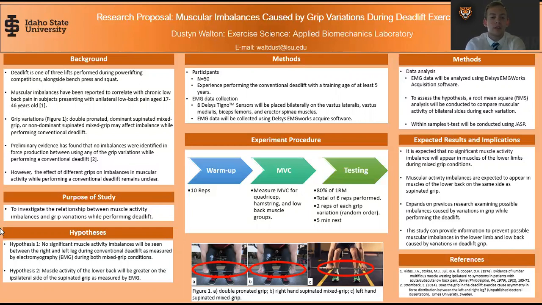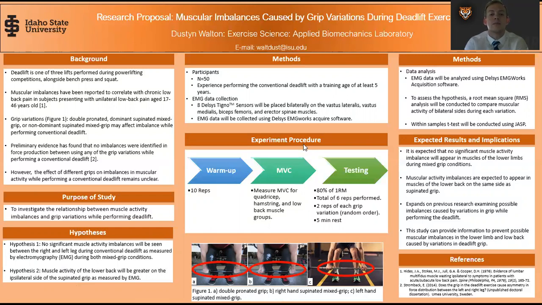There are two main hypotheses for this study, with the first hypothesis being that there will be no significant muscle activity imbalances between the right and left leg with any of the grip variations, and hypothesis two is there will be a significant muscle activity imbalance in the lower back with both mixed grip variations, with the higher muscle activity being on the same side as the supinated hand for both the right hand supinated and left hand supinated mixed grips.